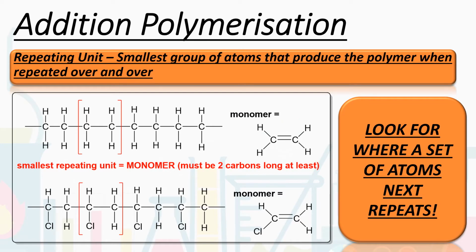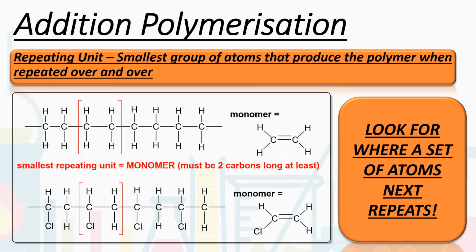So the repeating unit is the smallest group of atoms that produce the polymer when it's repeated over and over. And so essentially the smallest repeating unit is the monomer, and it must be at least 2 carbons long. When we have this top example where we've made the polyethene, the monomer was ethene, we could say technically that the repeating unit is just a CH2 group. However, typically the repeating units are based off the monomer, hence they are 2 carbons long. So the repeat unit there is that CH2 group shown within the red brackets.